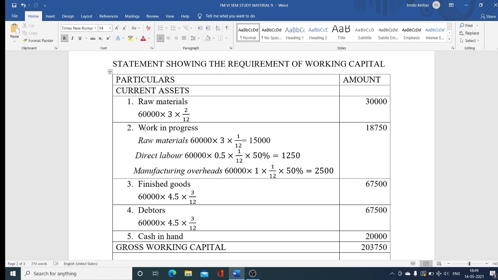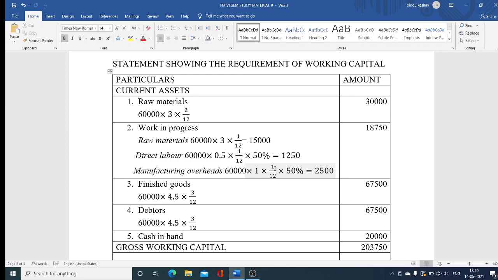Now next one is the work in progress. So when it comes to work in progress, the work has begun and it is not completed yet, which means that full raw materials will be considered, but direct labor and other expenses, only 50% will be considered. So we'll see how it is being done. Raw materials, you can see 60,000 into 3 full materials into the production time is 1 month, 1 divided by 12, 15,000. Direct labor is 50 paise, 50% of that will be considered. So here you can see 60,000 into 0.5 into 1 by 12 into 50%. Again manufacturing overheads, you can see 60,000 into 1 by 12 into 50%, that is 2,500.